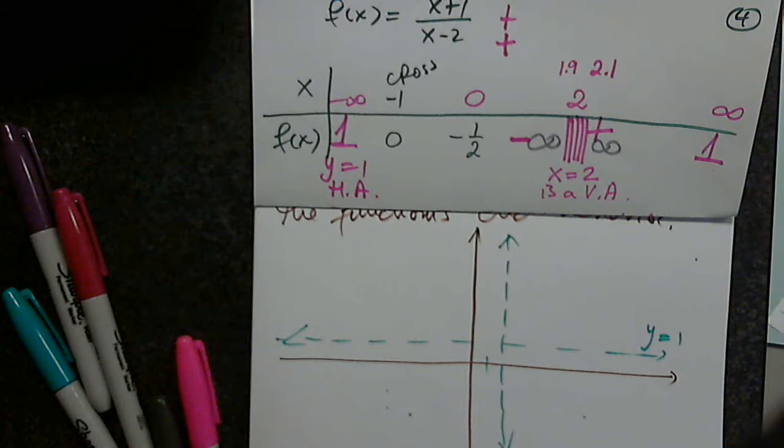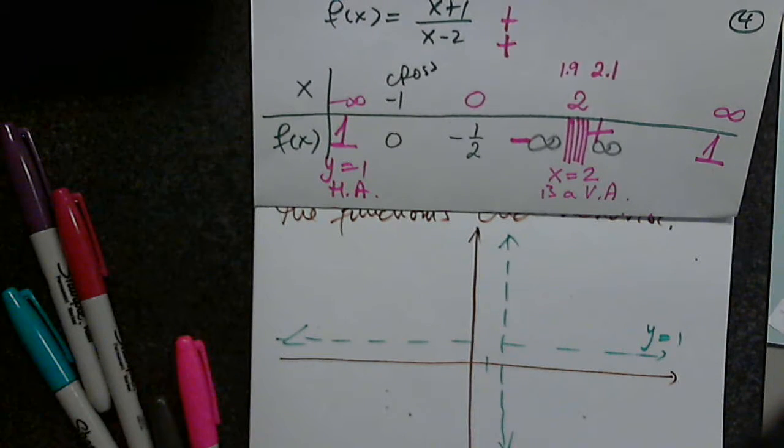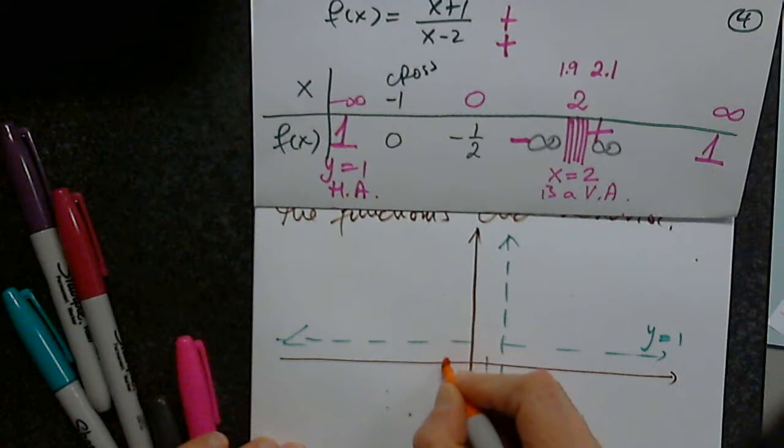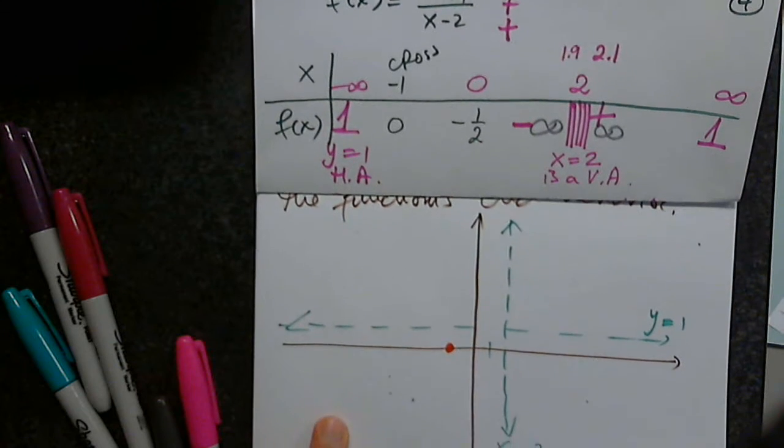My next step is to plot 2 ordered pairs. Can anyone dictate the first ordered pair I have to plot? Very good, awesome. Can anyone give us the second ordered pair I need to plot? 0, 1.